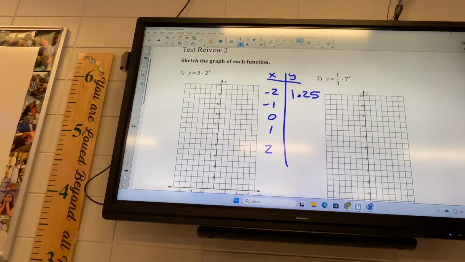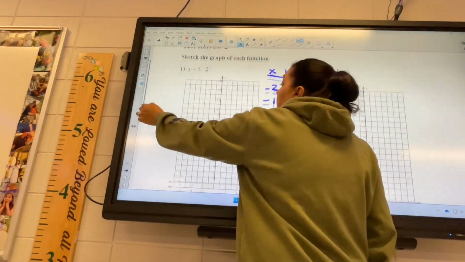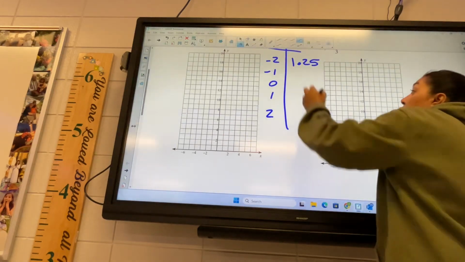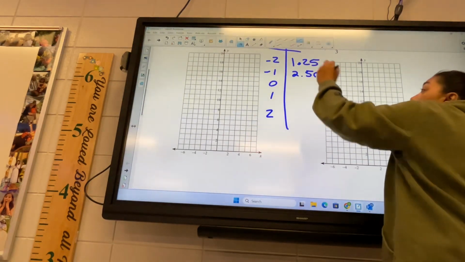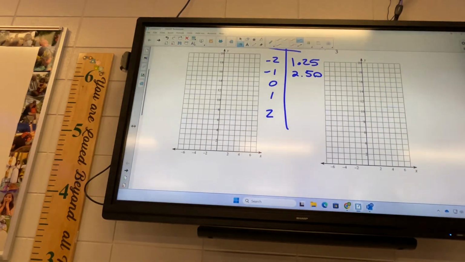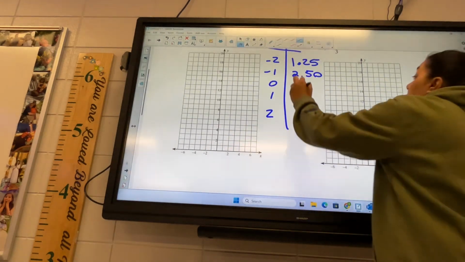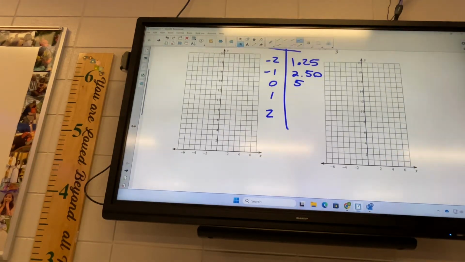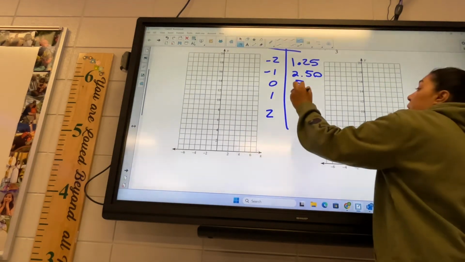Okay, you're going to change your -2 to a -1. What is that? 2.50. Change the -1 to a 0. 5. Okay, change the 0 to a 1. 10. And then the 2. 20.